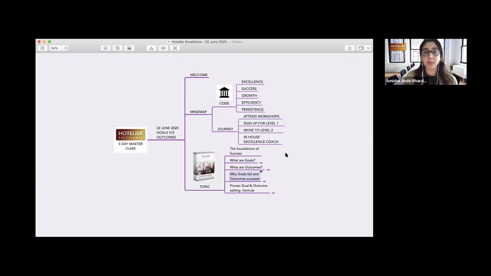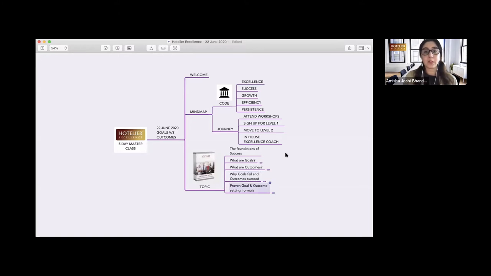Now, this is something nobody would have ever thought about. But we know that we've set goals and we haven't achieved them. So if we haven't achieved it, that means the goal has failed. Not we as individuals have failed, but that goal has failed.